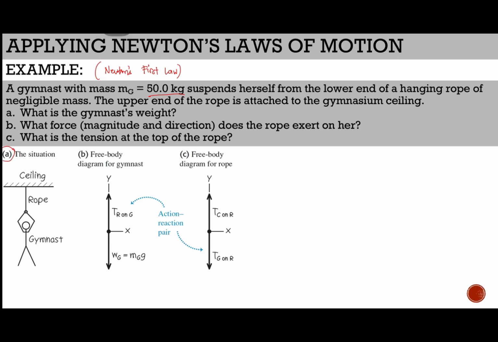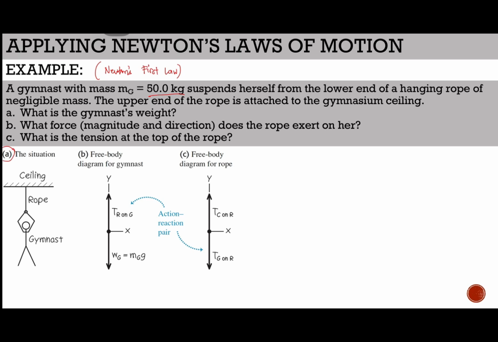If you can still recall Newton's first law, it states that an object at rest remains at rest, and an object in motion remains in motion unless it is acted on by a net force, or as long as there are no external forces acting on our object. Since the gymnast just suspends herself from a hanging rope attached to the gymnasium ceiling, there are no external forces acting on our gymnast. So this is a perfect example for the application of Newton's first law.